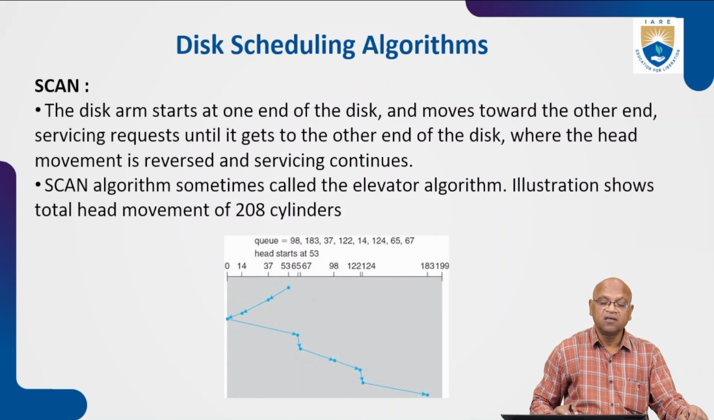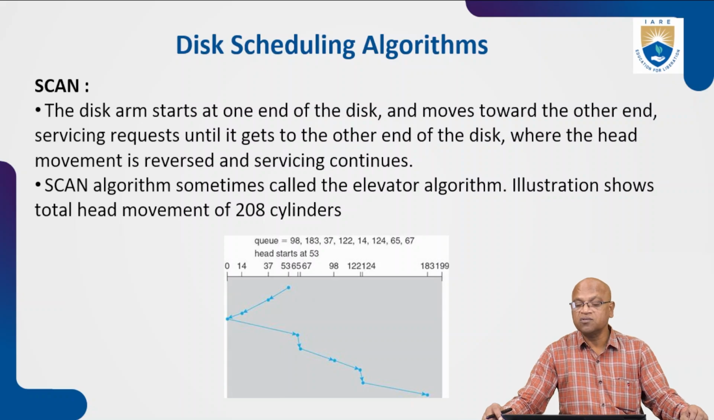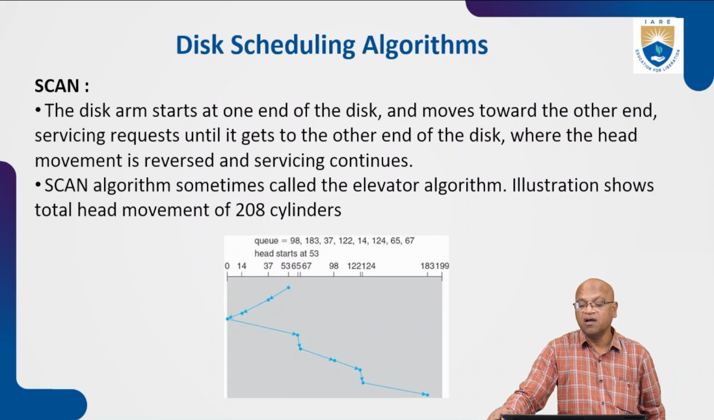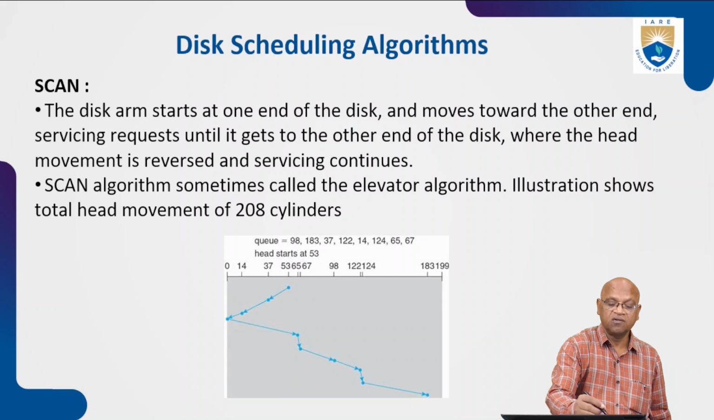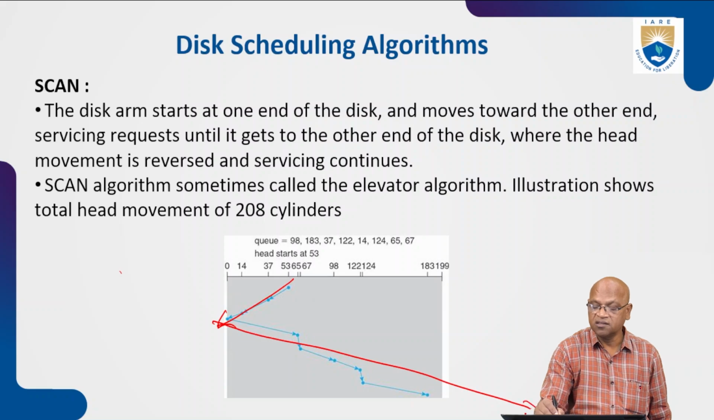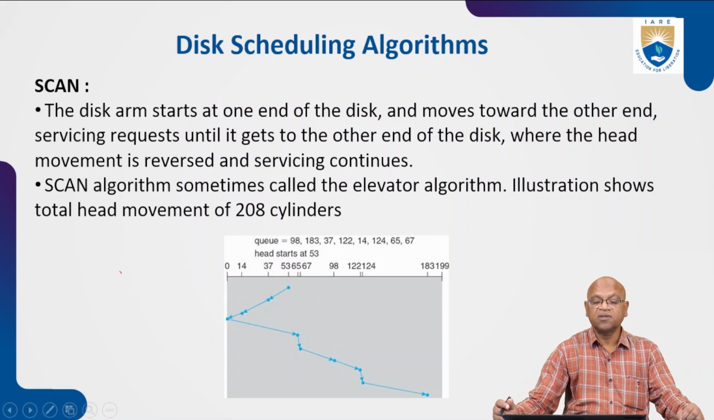So next, this is the same example. The disk arm starts at one end of the disk and moves towards the other end, serving requests until it gets to the other end of the disk. Then the head movement is reversed and servicing continues. So it will start here, go to the end, and from there go to another end. This is scan, what you have seen in this example also. The scan algorithm is sometimes called the elevator algorithm, which you have already seen.